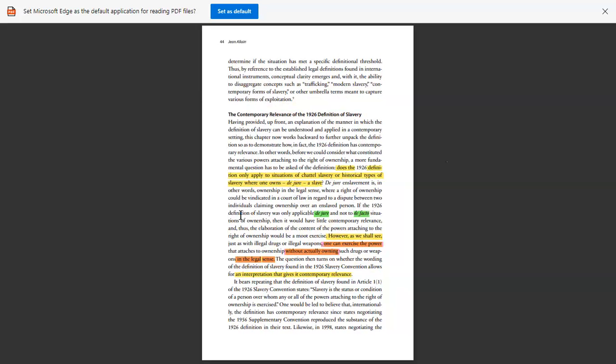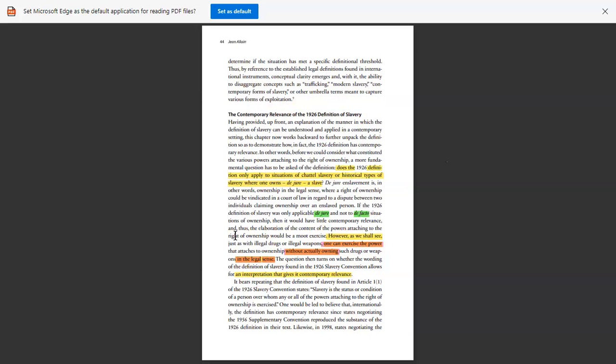So the definition of slavery was only applicable in the past to de jure in the legal system and not to de facto situations of ownership. However, we're going to see that one can exercise the power without actually owning in the legal sense. And that's really where we're talking about de facto. It doesn't have to be written legally, de jure in other words, but if it's actually being done without the legal sense, then it can be considered de facto.